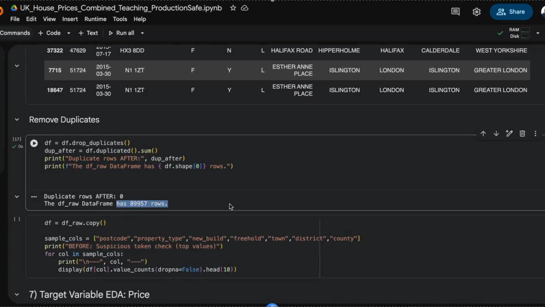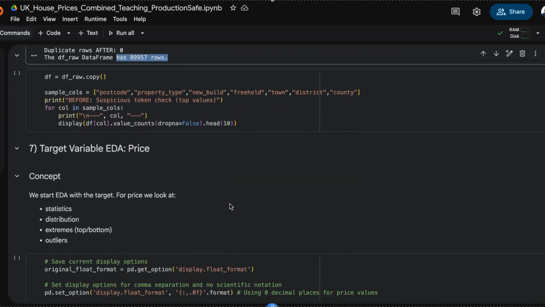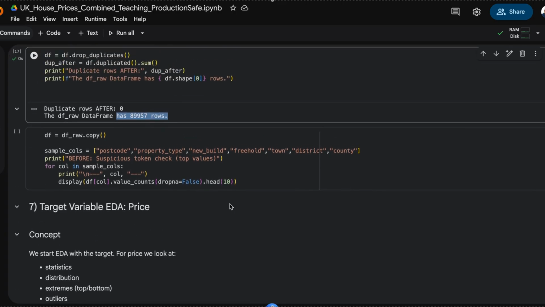89,957 unique transactions. After systematic inspection, we conclude no significant missing values, 43 duplicate records removed, minor category normalization applied, whitespace inconsistencies corrected. The dataset is now structurally consistent and ready for deeper exploration.